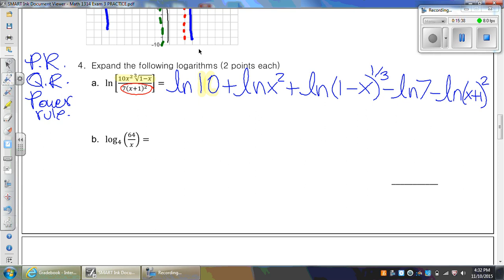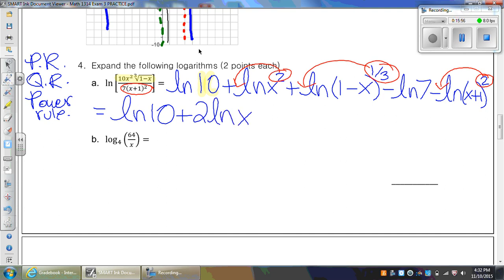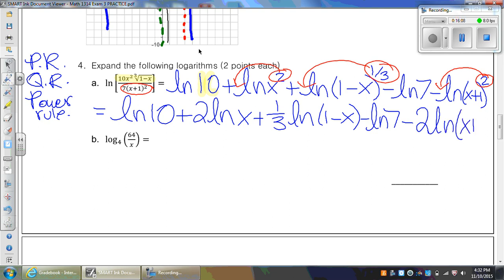Now from there, we're going to apply the power rule on certain things. So the final answer will be ln of 10 plus 2 ln of x plus 1/3 ln of 1 minus x minus ln of 7 minus 2 ln of x plus 1. Yes? So all the exponents just become coefficients? Yes, that will be the power rule. All the exponents become coefficients.